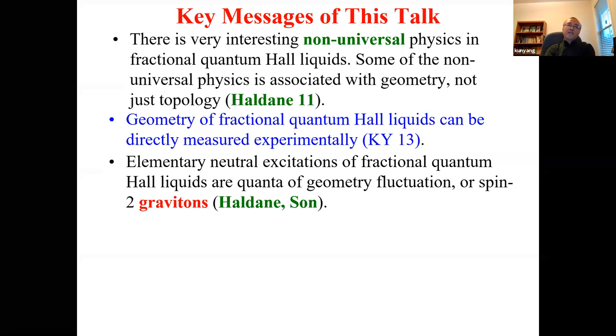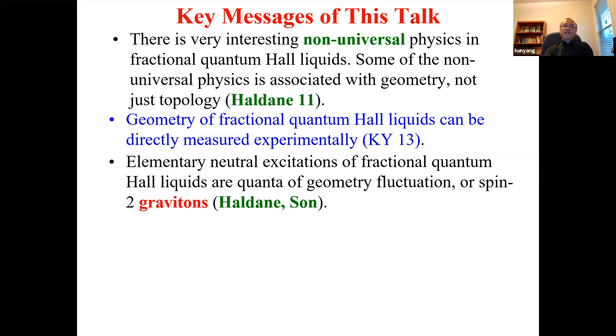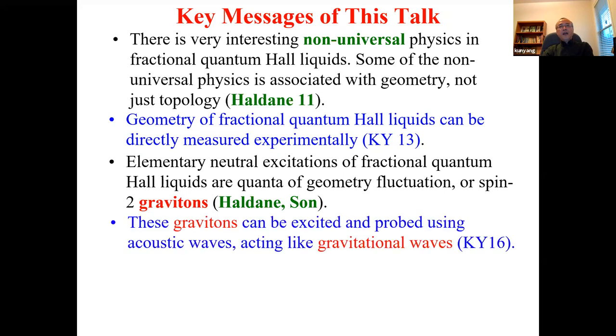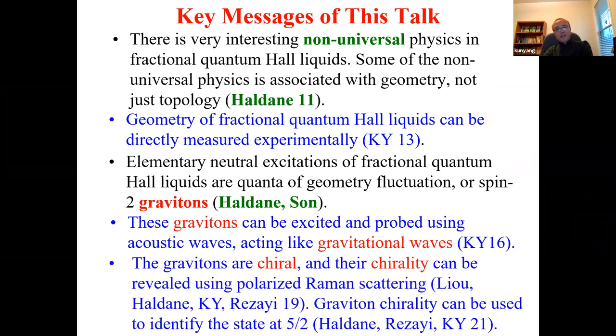It was pointed out early on by Haldane and Song and their collaborators that the quantum fluctuation of this geometry gives rise to a spin two excitation, which is in many ways like a graviton. And the second result I'm going to present is that these gravitons are also real and they can be excited and probed using acoustic waves. In this context, acoustic waves behave very much like gravitational waves. The last set of results is probably the most interesting, and points out that these gravitons actually have definitive chirality.